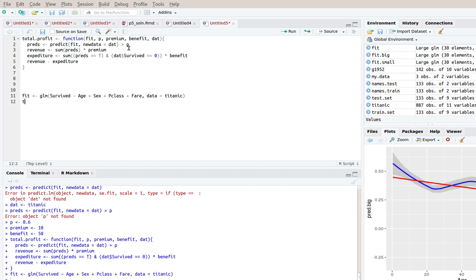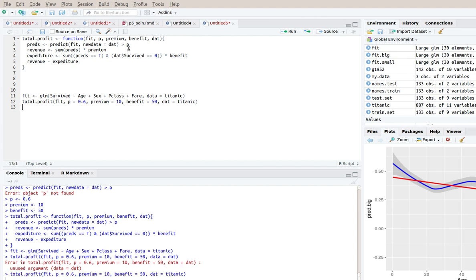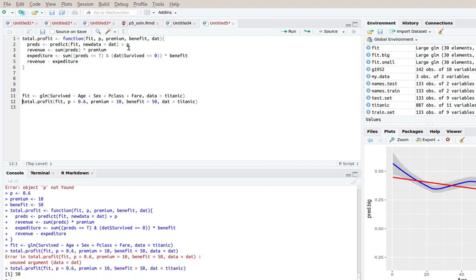So now we can try it. We'll say total profit, and here we can just decide. So fit. We can say P is equal to 0.6, premium is equal to 10, benefit is equal to 50, and data is equal to the Titanic. So the total profit here is 50.